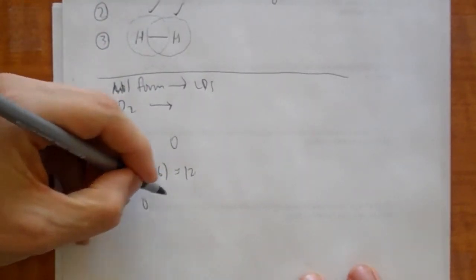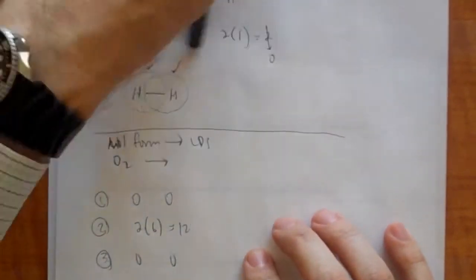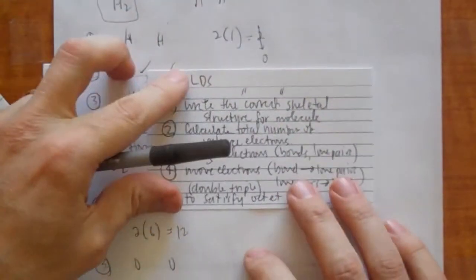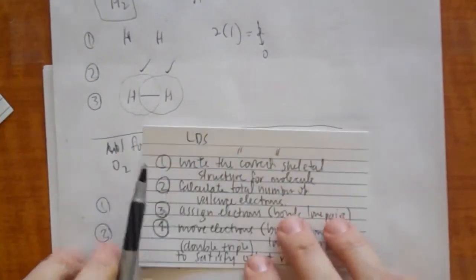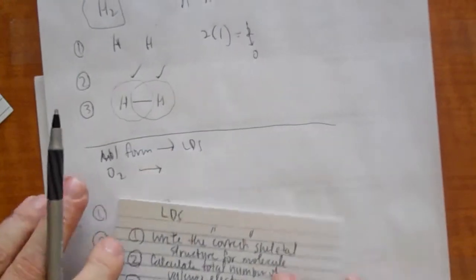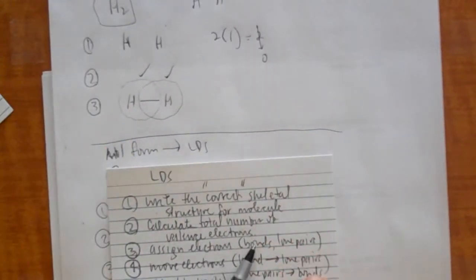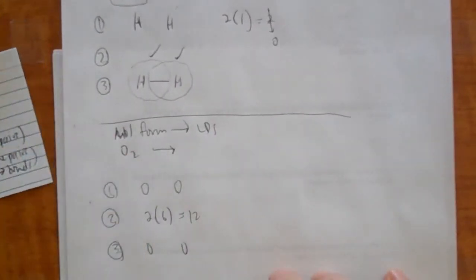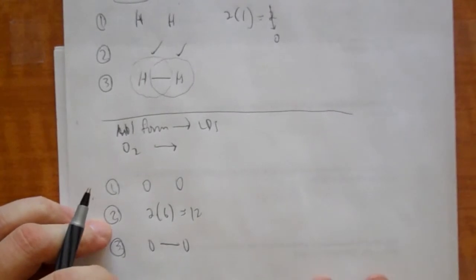Step number 3, we're going to assign them. Remember, I should be taking you back to this card each time. Write the correct skeletal structure, which we did, right there, OO. Calculate the total number of valence electrons, which we did, 2 times 6. Number 3, assign the electrons in bonds and lone pairs. Okay? So we've implied that these guys are bonded, so we're going to do that.